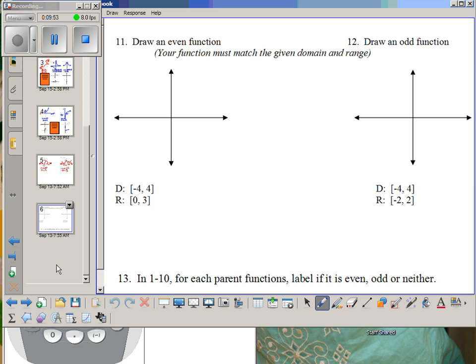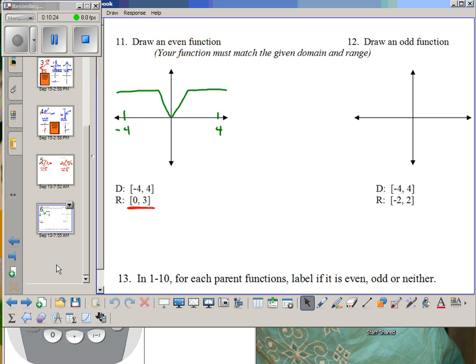Even functions, you can have lots of options here, but basically you should have -4 to 4 for your domain and 0 to 3 for my range. So I'm not going to be down here. Range of 0 to 3 means I want something up here. Whatever I do here, I have to repeat that way. That's my even function. You could have other options, but you should not have anything down here because of this, 0 to 3 for my even function in this case.